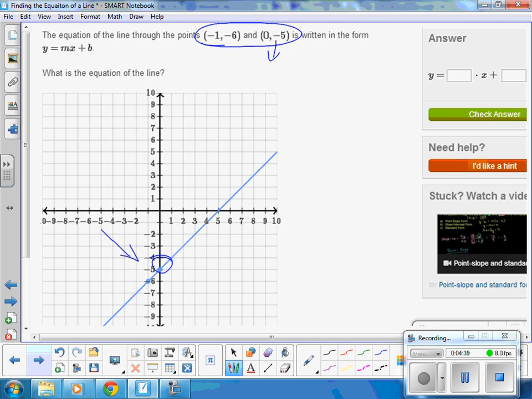How do I know it's 1? Because I go up 1 to the right 1, up 1 to the right 1, and so on. It's 1 over 1, which is 1. Okay, so my slope is 1, and my intercept from the graph or from the ordered pair is a negative 5. Let's take a look at another problem.